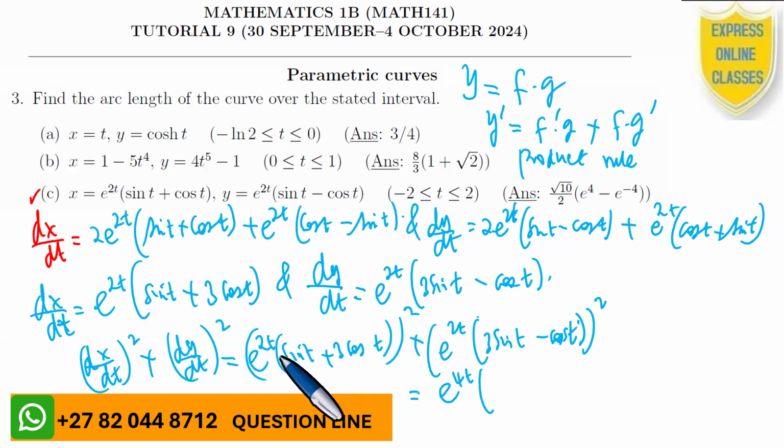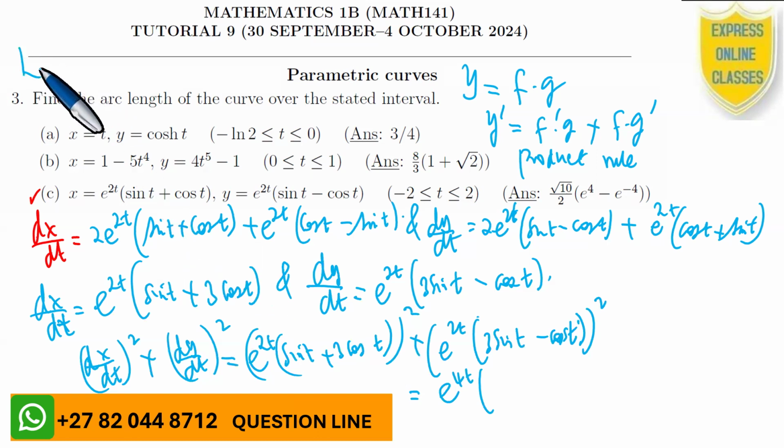e^(4t) is e^(2t) times e^(2t), so we take out the common factor. And then you square sin t plus 3 cos t. What will it give us? Okay, good. The reason for squaring is because we're going to use the arc length. The arc length says we need to square the derivatives. So that is the reason behind the squaring.